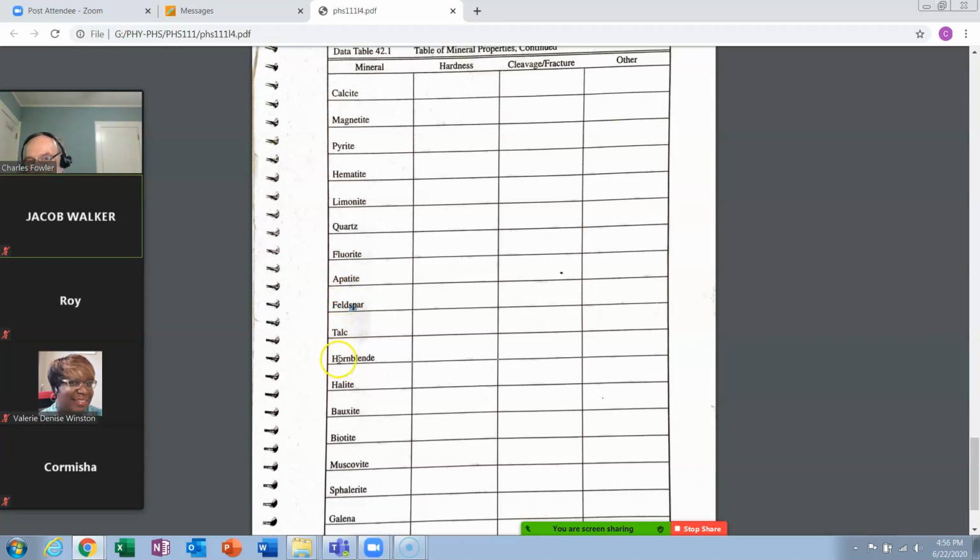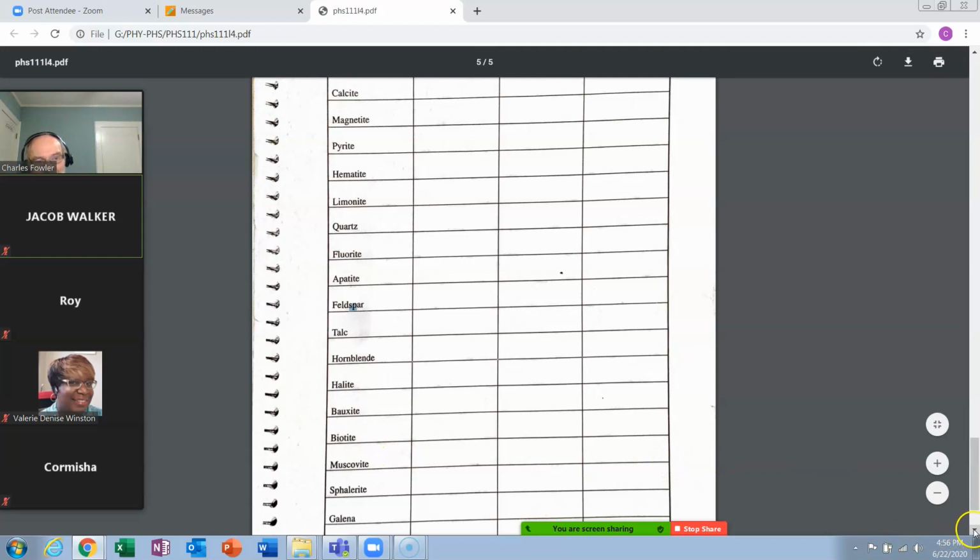Same thing may be true of hornblende. No, hornblende was one of those iron ones I was trying to think of before. Bauxite is basically aluminum ore. You'll probably have to find another mineral that is a bauxite. I believe goethite or one of those might be. I think most of the rest of these are listed.